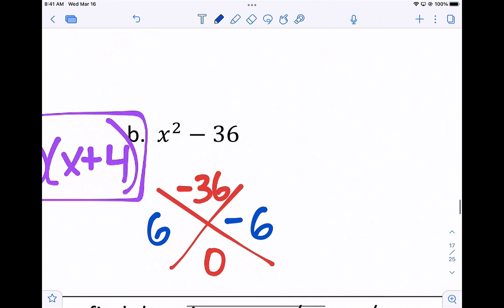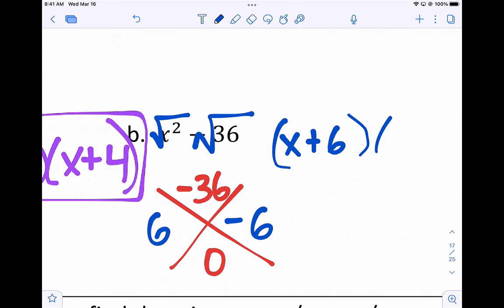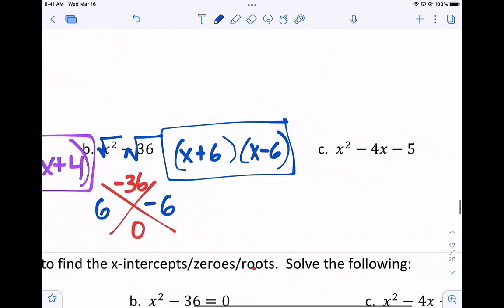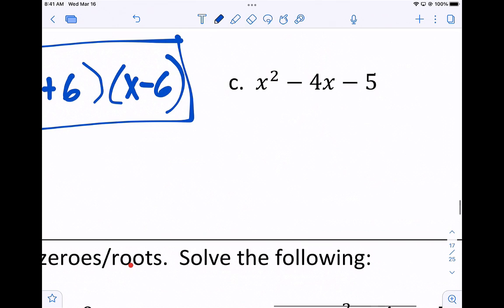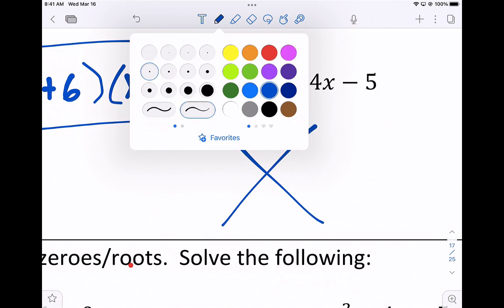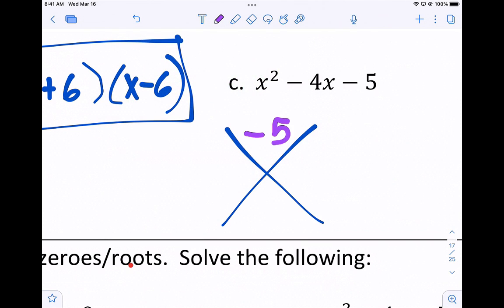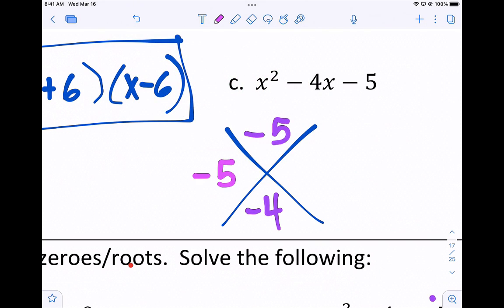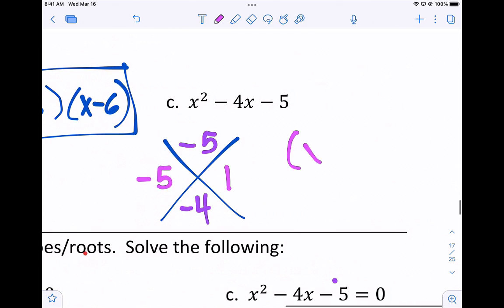You could recognize it as difference of squares and just take the square root of each one. Either way, it'll be x plus 6, x minus 6 for the factored form. And then our last one, again, we have our diamond problem here. We want to know what multiplies to negative 5, that adds to negative 4, and that would be negative 5 and 1. So our factored form would be x minus 5, x plus 1.